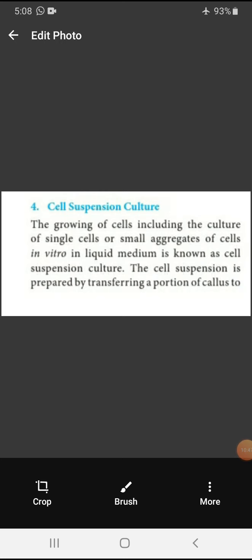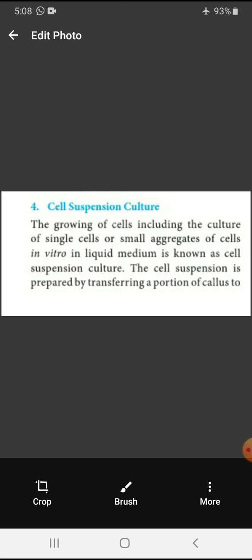Now we are going to see cell suspension culture. What do you mean by cell culture? It is otherwise known as cell suspension culture. The growing of cells, including the culture of single cells or small aggregates of cells in vitro in liquid medium, is known as cell suspension culture. So we use the liquid medium, and we get the cell suspension culture.